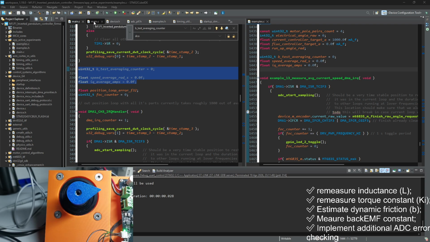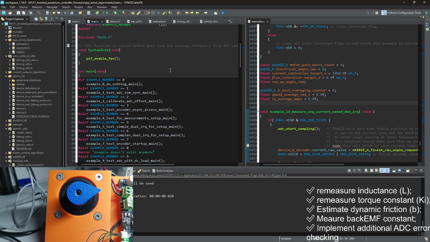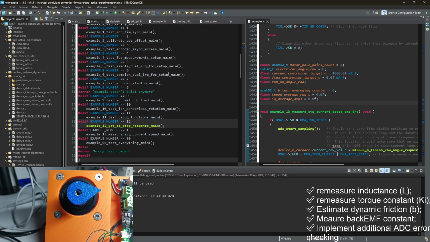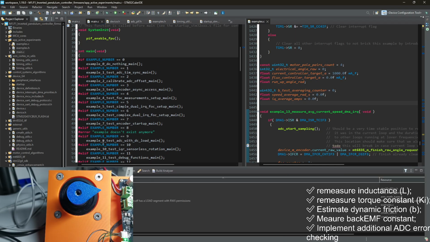So now, will it work the first time? Let's see. Let's open main. Select proper example. Build it. Let's see what problems do we have. We don't have any, surprisingly. And let's flash our active experiments.